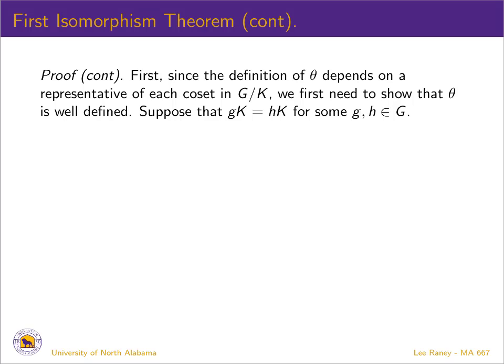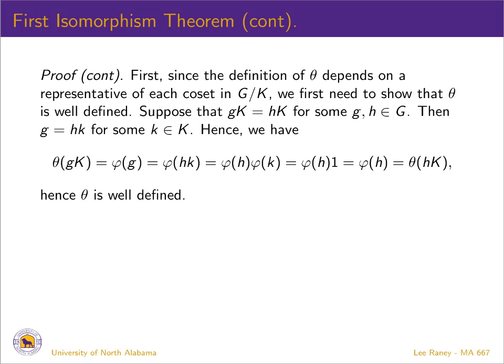And now the key is that K is the kernel of phi. All right, well, remember what it means. It means that, in particular, the element little g is in the coset hK, so g is equal to h times little k for some little k in that kernel. And so if you look at theta of the coset gK, this is phi of little g, which is phi of hk. Use the fact that phi is a homomorphism.